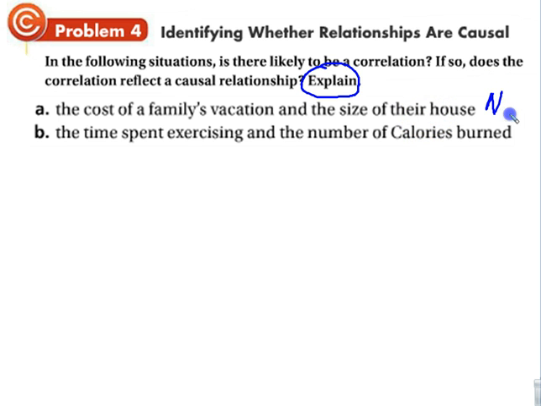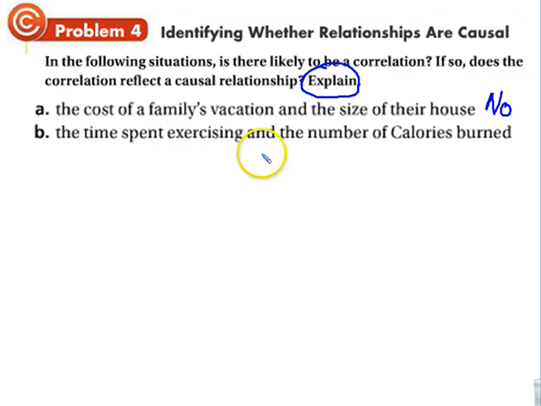So I would answer no relationship with the first one. I'm not looking at the book. I'm answering this based on my own experience, based on my own thinking. Just because a family spends a lot on vacation doesn't mean that their house is any bigger. Now, you might think that if they spend more money on their vacation, they probably live in a bigger house because they have more money. Like I said, explain it. Now, would it be causal if you felt like there was a relationship? Probably not. Would them spending more money on vacation cause them to live in a bigger house? No, it would actually do the opposite.